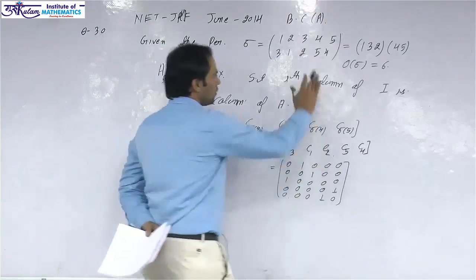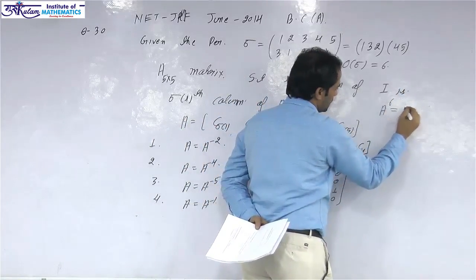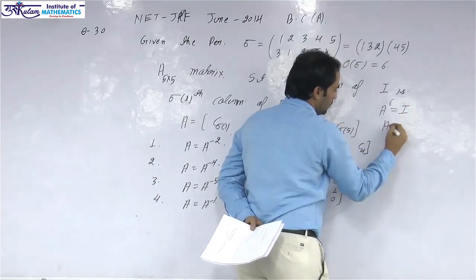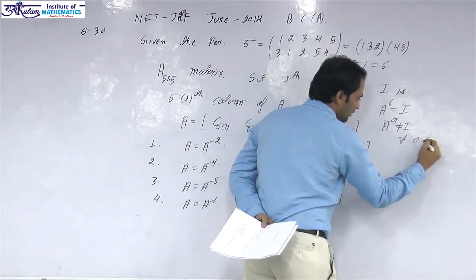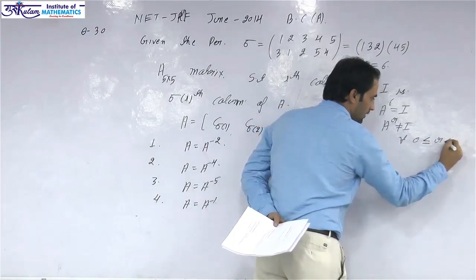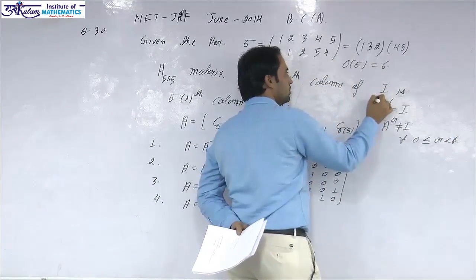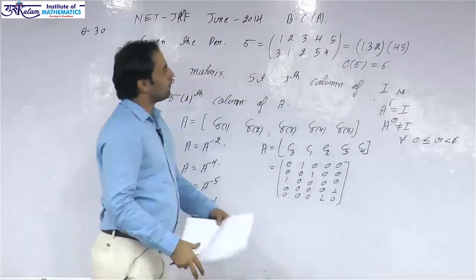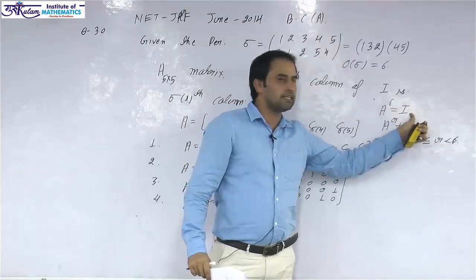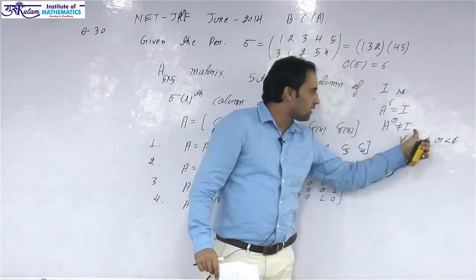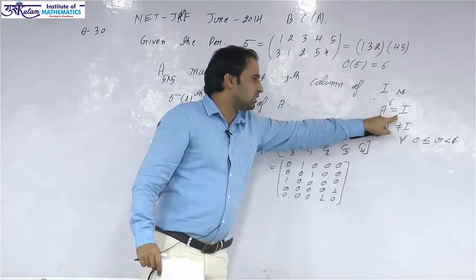And we know that if the order of sigma is 6, then A to the power 6 must be identity, and A to the power R is not equal to identity for all 0 less than R less than 6. So this question is simply based on this property. If the order of sigma is some k, then A to the power k must be identity, and a lower power is never identity. So the order of sigma is 6, so A to the power 6 is identity.